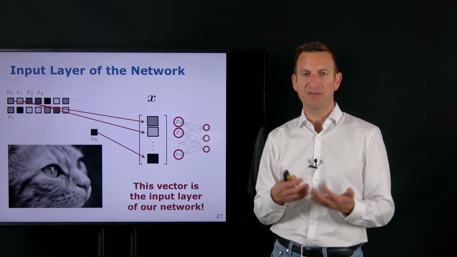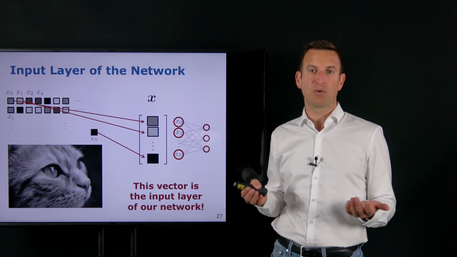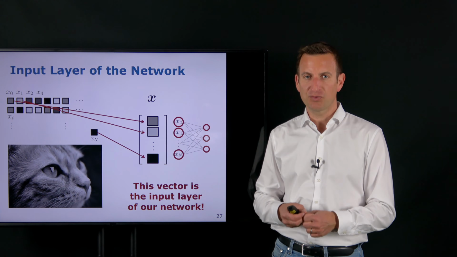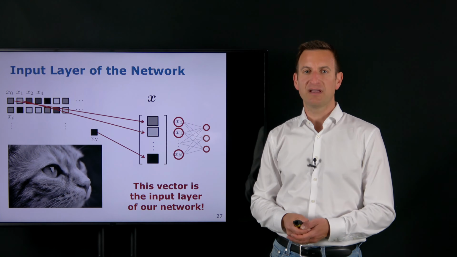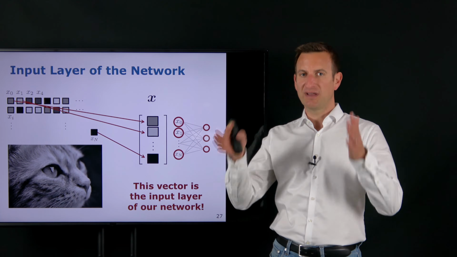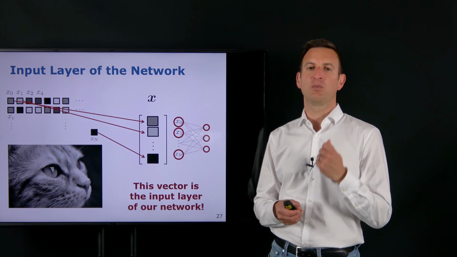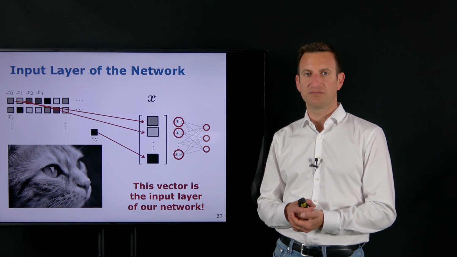And if you think about this, it's actually fairly simple what we're doing. We are just taking this two-dimensional image structure, turning it into a very long one-dimensional vector and saying, okay, this one-dimensional vector is just the input to our network. And every neuron gets exactly one intensity value assigned to it.